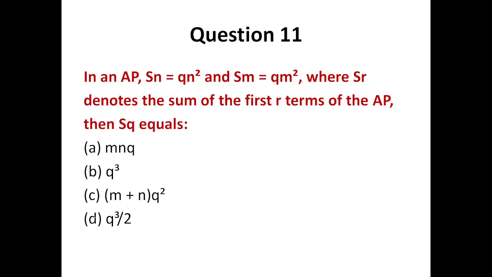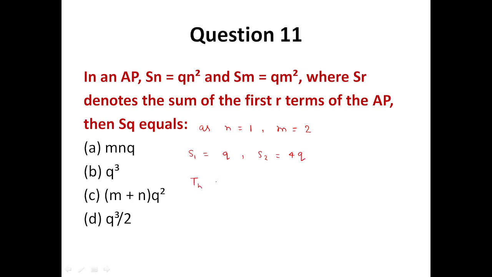Let's start with question number 11. Here in an AP, Sn is equal to Qn square and Sm is equal to Qm square, where Sr denotes the sum of first r terms of the AP. Then Sq is equal to what? So here, for a short trick we will use n is equal to 1 and m is equal to 2. So we get S1 is equal to Q and S2 is equal to 4Q.